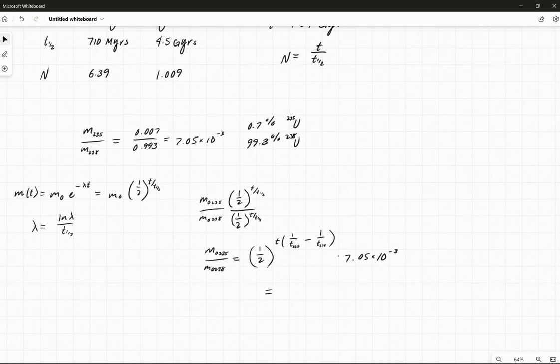So if we do that, we'll get the ratio of these two, we'll get 1.69 times 10 to the negative fourth. So that's our relative abundances of these two.